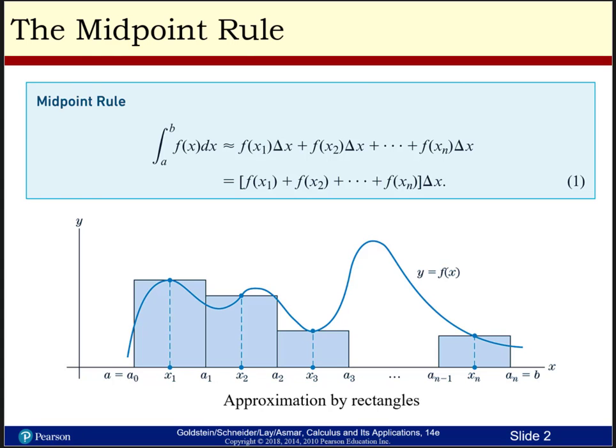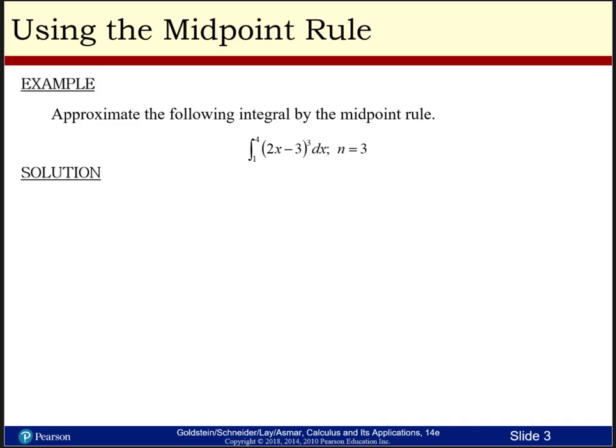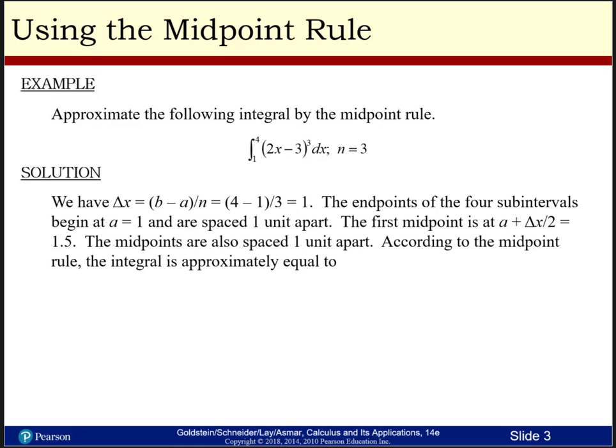So let's do this. We're going to approximate the following integral by the midpoint rule. And n equals 3 means we're going to break it up into 3 rectangles. So we've got the integral from 1 to 4 of (2x minus 3) cubed dx, and we're going to break this up into 3 rectangles. So we need to know, if we're going to break it up into even rectangles, how wide are they going to be? In order to figure that out, I'll just say b minus a, so that's our 4 minus 1, divided by 3.